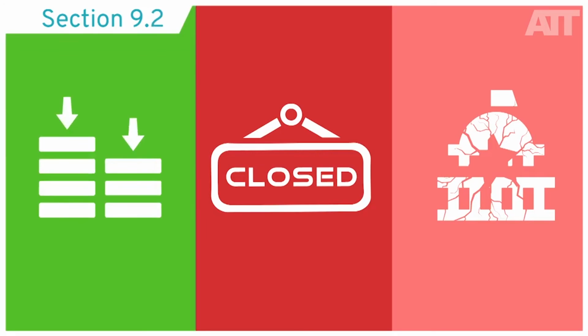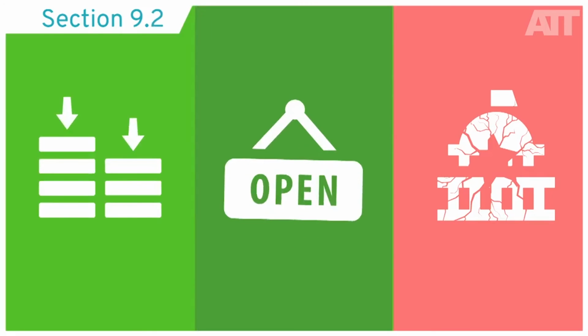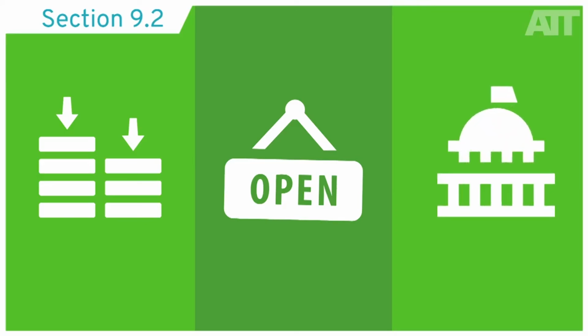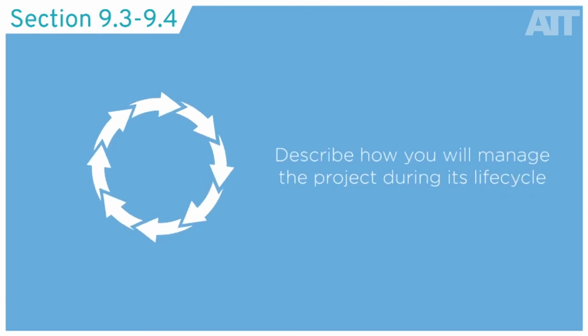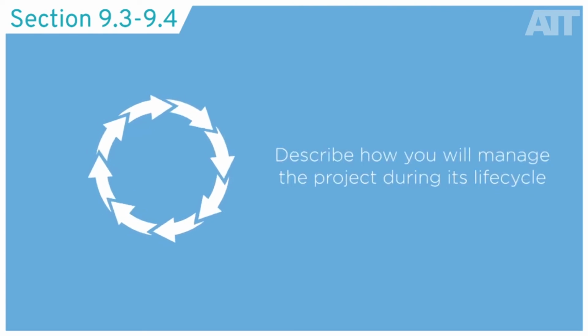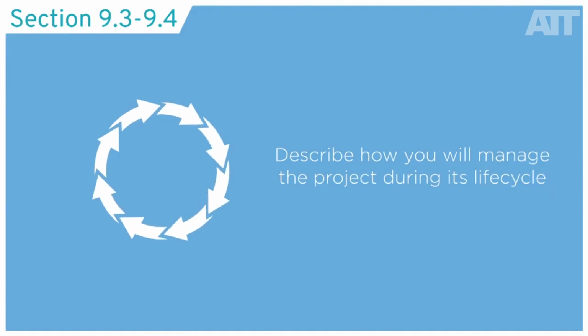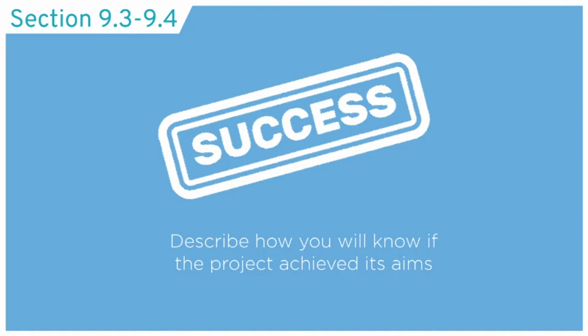In 9.2, we want to know what you will do to avoid or reduce the risks you have identified. In sections 9.3 and 9.4, you should provide a description of how you intend to manage the project during its life cycle and how you will know if the project achieved its aims.